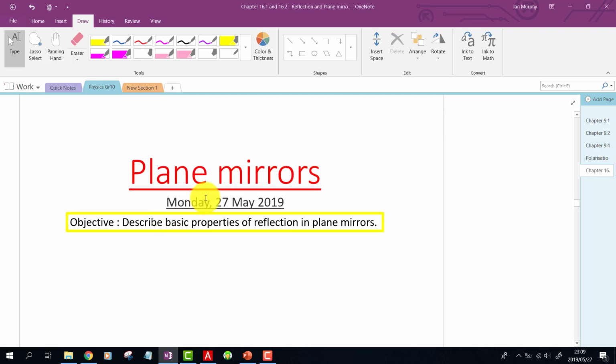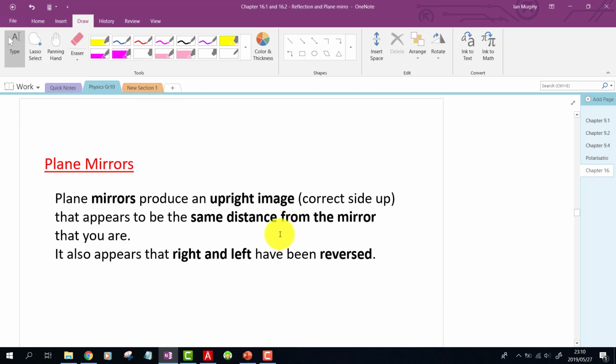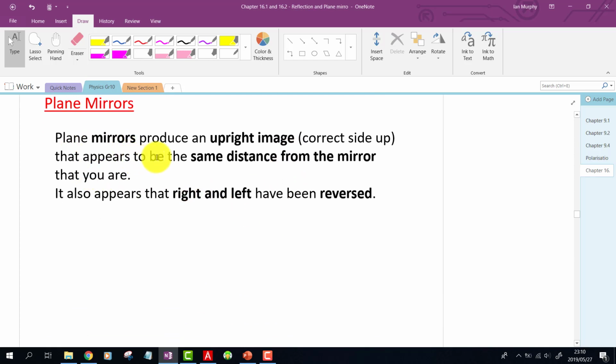Okay, so the next topic or aspect of this lesson we look at is plane mirrors, which will be very similar to the previous section. The objective: describe the basic properties of reflection in plane mirrors. Plane mirrors produce an upright image, correct side up, that appears to be the same distance from the mirror that you are. It also appears that right and left have been reversed.